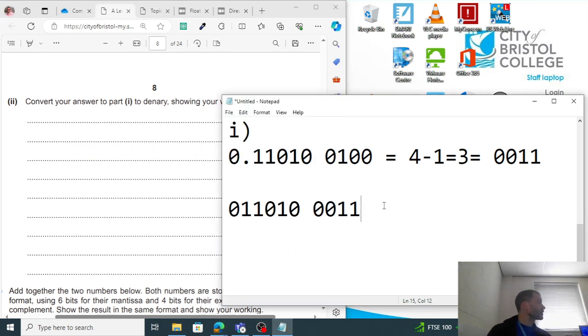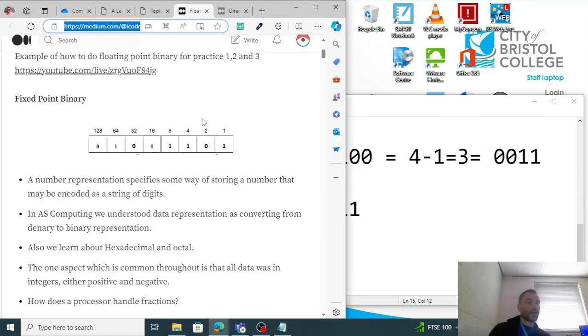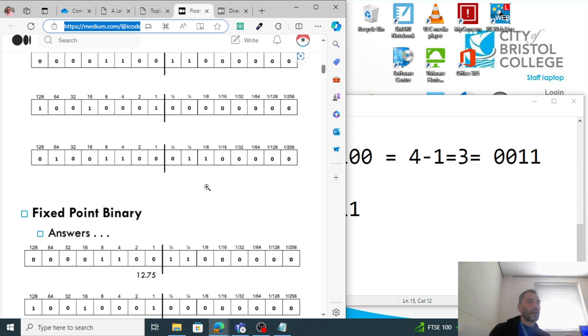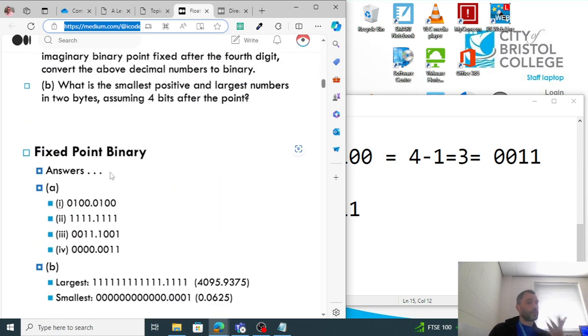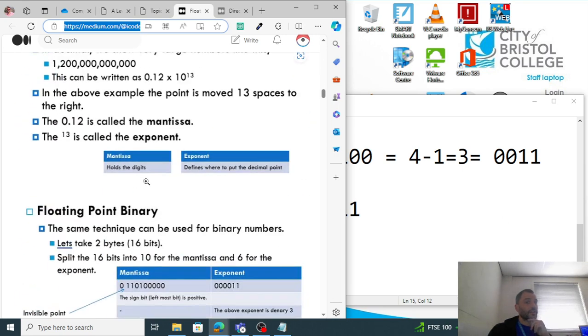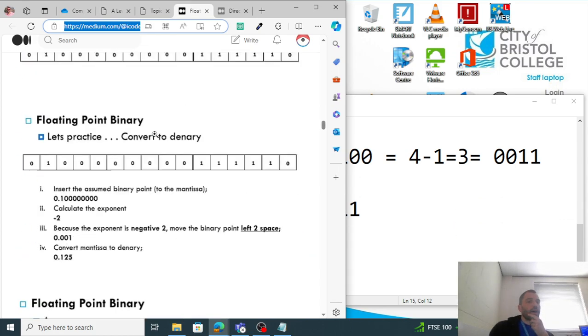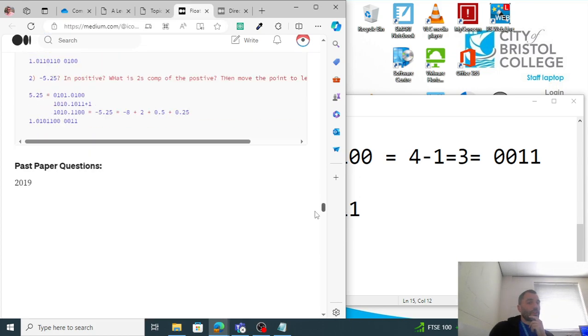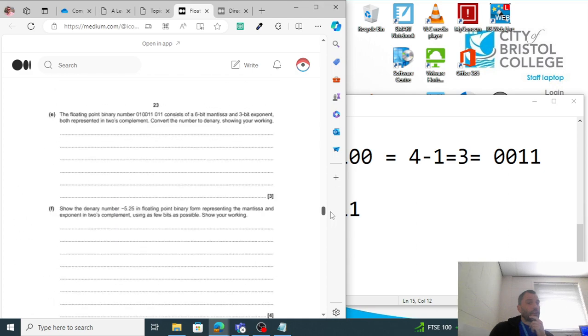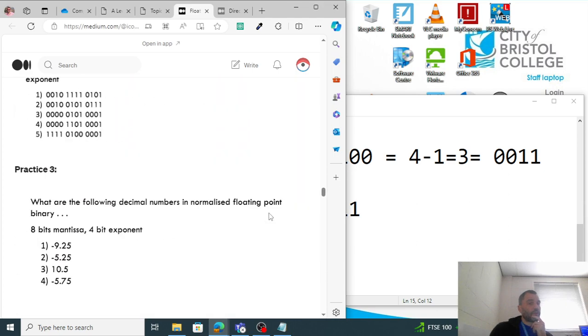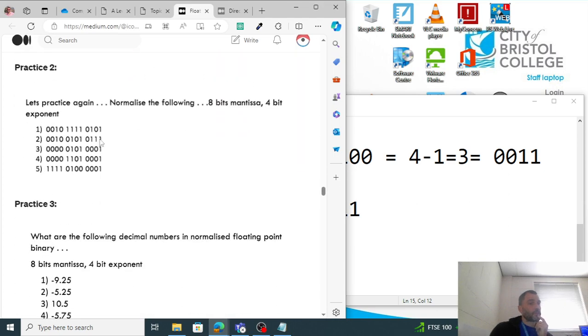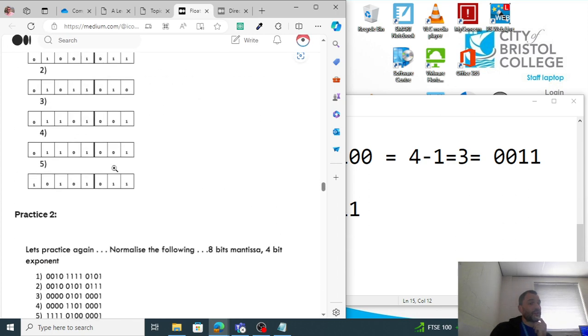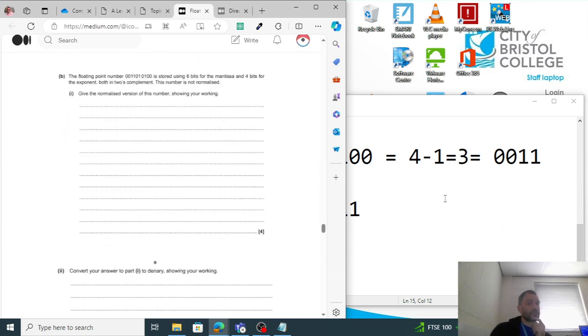Also go and do the practice exercises that are on this worksheet on Medium that I've linked to. There's tons of exercises you can work through, and there's some practice exercises right at the end, and then past paper questions.